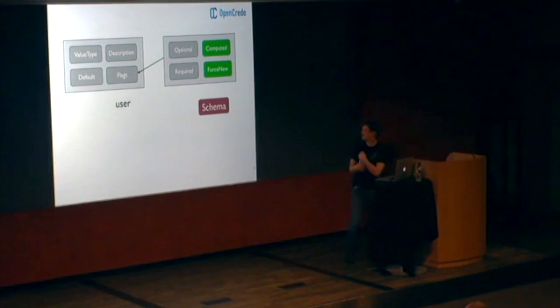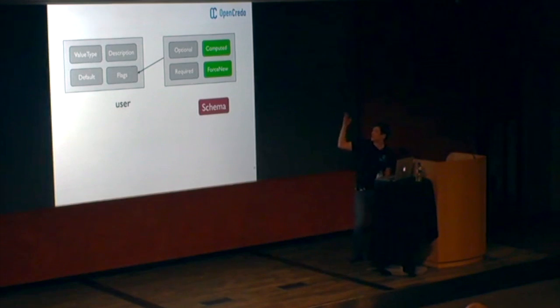So let's look at an individual schema. User, for example. When defining a schema, you're not just saying a field that you expect. You have to describe that field. So we have value type, description, default value, and possible flags. Now these flags can be optional, required, computed, or force new. The last two are mainly going to be used for defining resource schema.